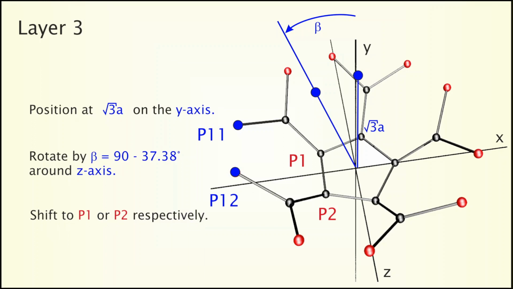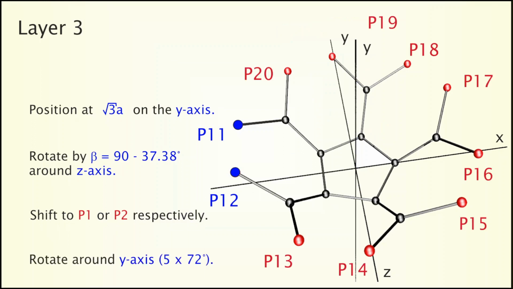resulting in position 11. When we repeat this procedure and shift a new position to position 2, we obtain position 12. For obtaining all the other positions from this layer, we have to rotate both positions 5 times by 72 degrees around the y-axis. Note that we only rotate the positions, not the blue cylinders. When defining cylinders later, we have to be careful to connect the right positions. In this case, position 11 has to be connected to position 6 and position 12 to position 7.